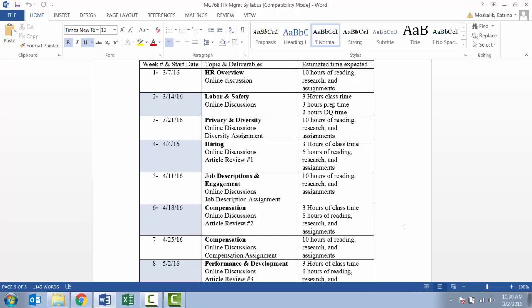Week 3 rolls into break. So Friday, the 25th, we're on break for that Friday and the whole next week. So I can't have the diversity assignment due Sunday night because that's Easter Sunday. So the diversity assignment is actually due Thursday night of week 3. So you want to put a little bit of planning into there.